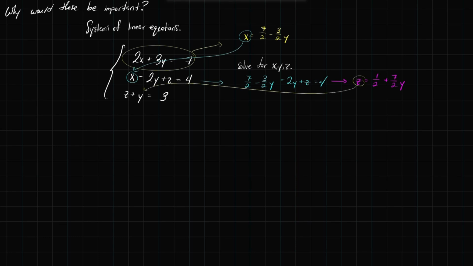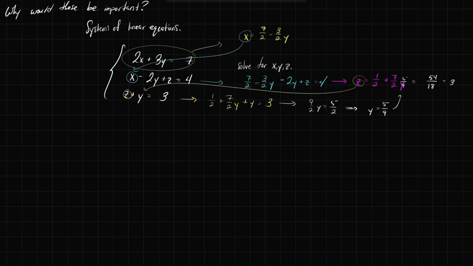And then we grab that and plug it in for z here. And we end up with 1 half plus 7 halves y plus y equals 3. If I subtract 1 half from both sides and combine my terms in y, I have 9 halves y is 5 halves, which equivalently gives me that y is 5 ninths. Now that I know that y is 5 ninths, I can plug that in here, 5 ninths, to get 1 half plus 45 eighteenths, and 1 half is 9 eighteenths, so 54 over 18, which thankfully works out to 3.